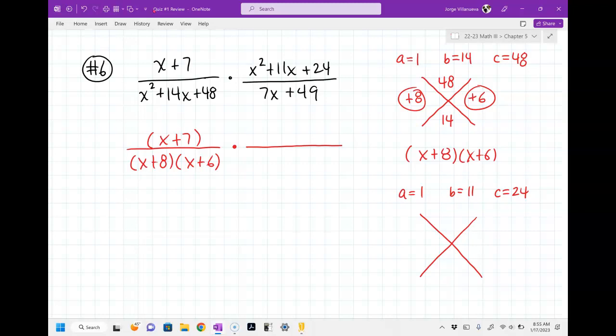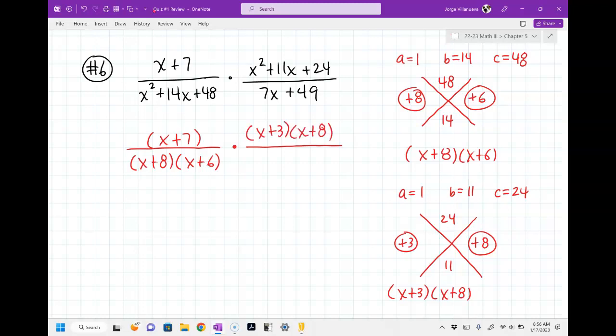Let's continue with this. 1 times 24 is 24, and B is 11. Two numbers that multiply to 24 that add up to 11. 3 and 8, so a positive 3, a positive 8. Notice I already circled them because I know my A term is a 1. I don't have to divide it. So it's going to be x plus 3, x plus 8.